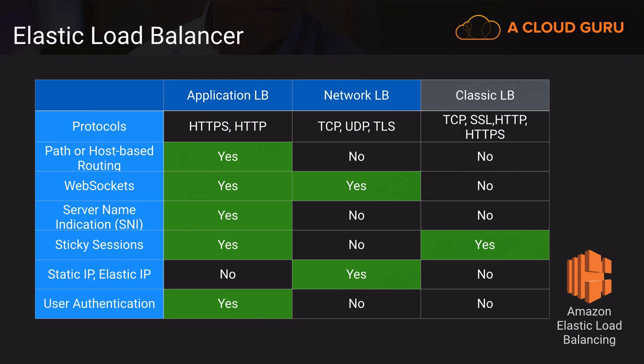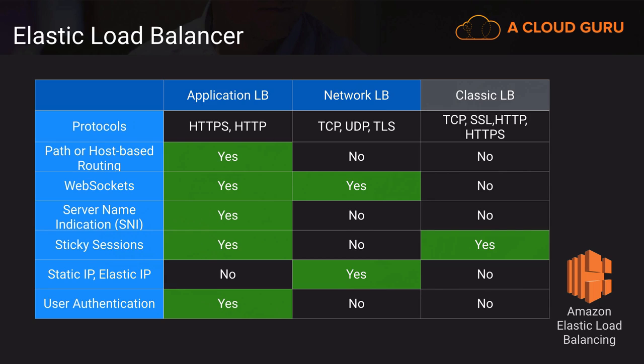Now here's a comparison chart of the differences. It's not a full exhaustive list of all the features, but I just pulled out some where there are definitely differences between the different load balancers. And I'll call your attention to a few of these items that seem to appear commonly on the exam. And note the protocols here. The application load balancer works at layer 7, that's HTTP and HTTPS, while the network load balancer works at a lower level, layer 4, and it makes use of TCP, UDP, and TLS.